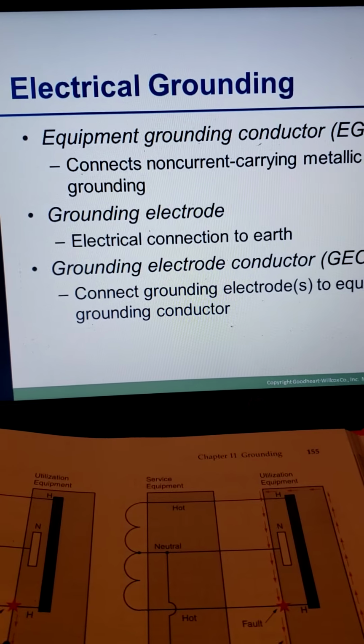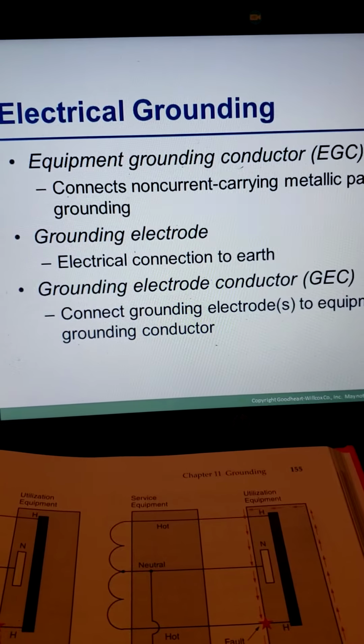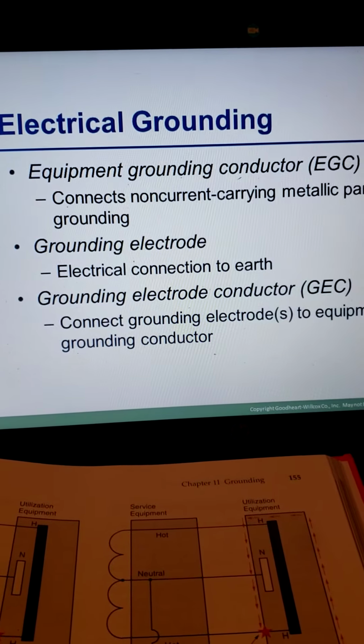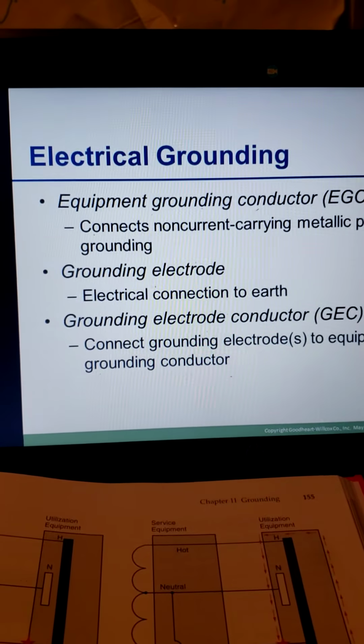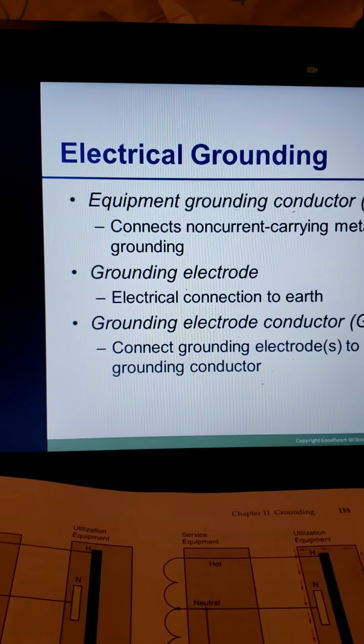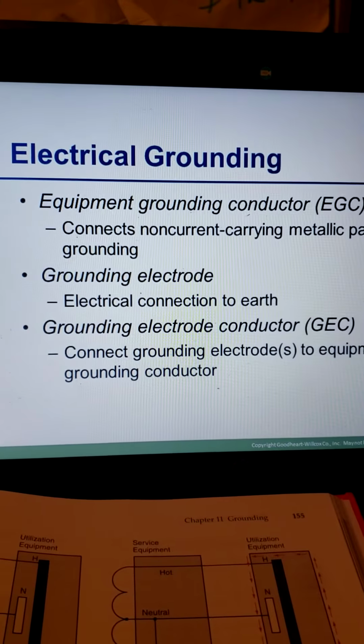Grounding electrode, a device that establishes an electrical connection to the earth. So that's our ground rod, our rebar, our metal plates that we put in the cement or in the ground, or our Ufer ground that we run around, 30 inches deep, around the house or building.